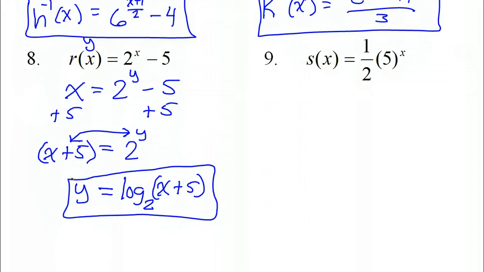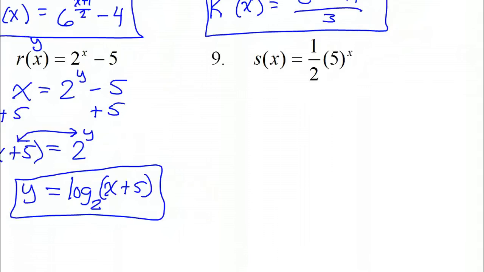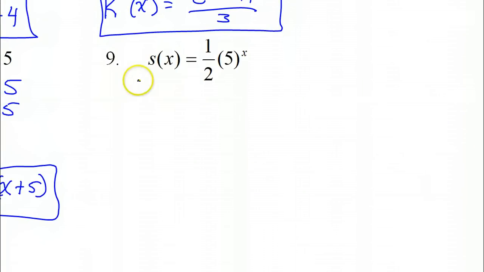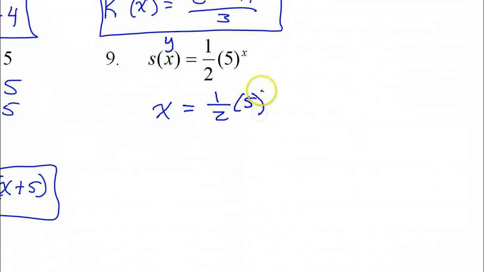Okay, how about number 9? Well, if I switch the x and the y, I'll have x equals 1/2 times 5 to the y power. Before I write in log form, I need to get rid of this 1/2. So the easiest way to do that is to multiply both sides by 2. That way these cancel out and they're gone. They make 1. So that means now I have 2x equals 5 to the y power.